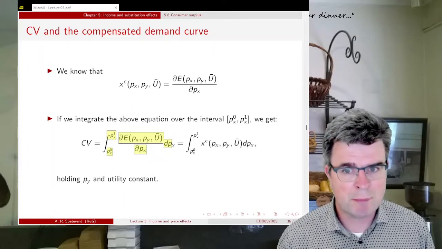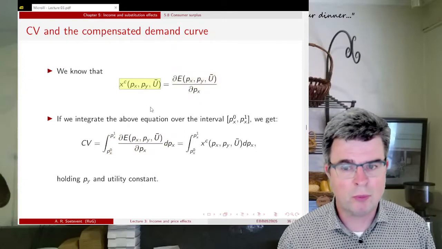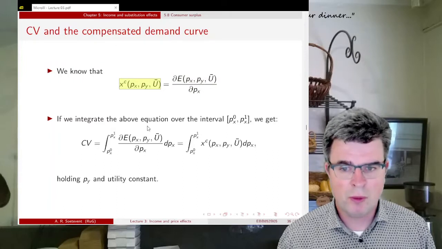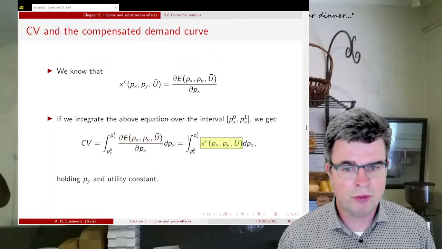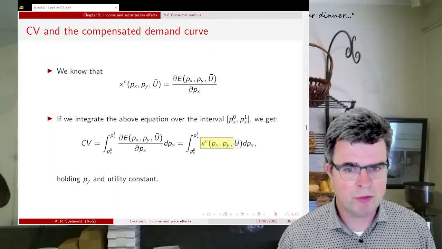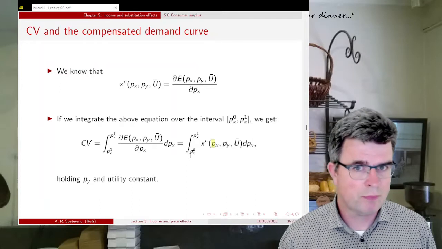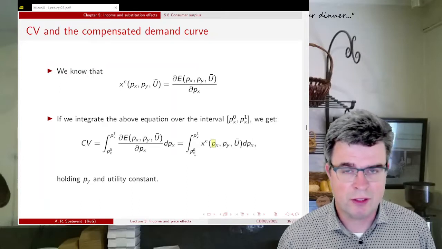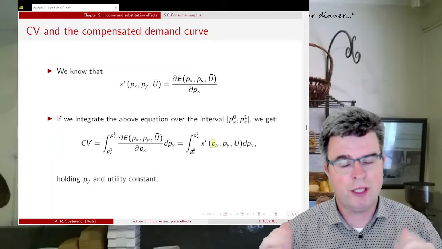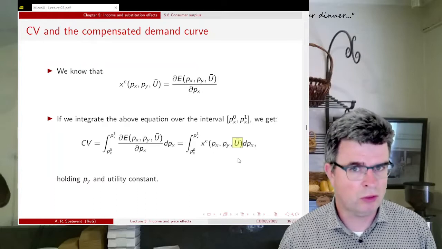But we know from Shephard's lemma that the partial derivative of the expenditure function with respect to price is identical to the compensated demand function. So we can replace this partial derivative over here by the compensated demand function, and we get the expression over here. But this is very familiar. So we have a function of the price of good X, and we integrate over the interval P0 to P1. So it's not different if you have a function f that's a function of x and you integrate over a certain interval of x. And we hold the price of the other good and the utility constant.